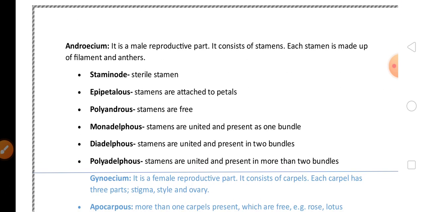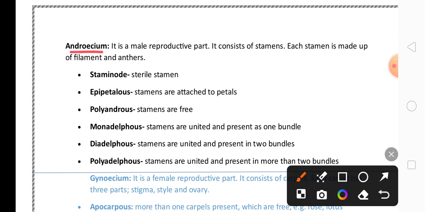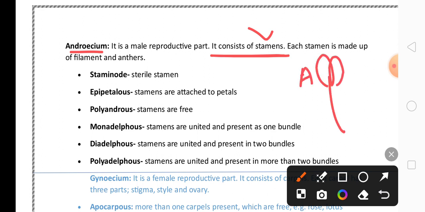Now androecium is the male reproductive part of the flower. Its units are called stamens. Stamen is made up of anther and filament. If the stamens are sterile, meaning unable to produce pollen grains, such type of stamen is called staminode. Important for 1 mark.